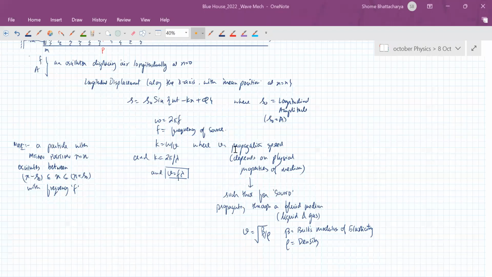Yeah, so this is just a direct formula that I've written, which comes from experimental evidence. It's a factual thing that the speed of sound depends on the medium properties in such a way that when we are talking about speed of sound through a fluid medium, it depends on these two properties: the bulk's modulus of elasticity and the density, the volume density, that is mass per unit volume.